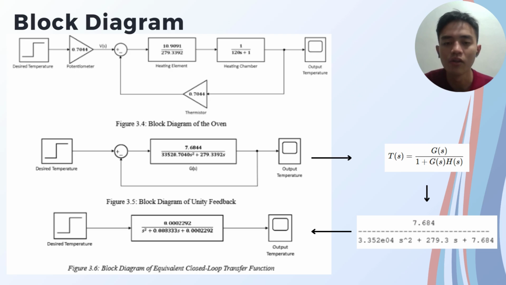This is the block diagram reduction for our system, obtained by multiplying the transfer functions for the heating element and heating chamber with a gain factor of 0.7044 for the potentiometer. We will get the equation as shown in figure 3.5. And by using the formula shown on the right side, by summing H of s equal to a value of 1, we will get a third equation as shown in the bottom right corner. Dividing by the coefficient of s squared from the denominator side, we will get the equation shown in figure 3.6, which is the equivalent closed-loop transfer function.